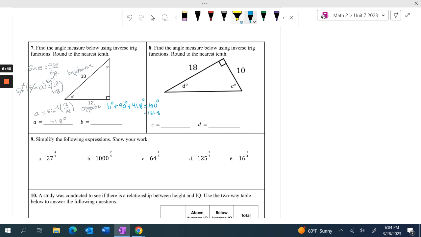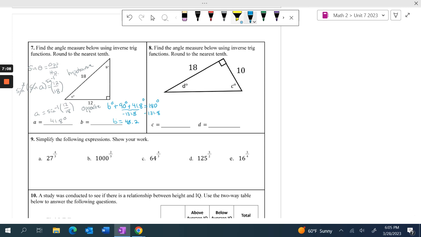So I would subtract 131.8 from each side of the equation. I combine the 90 and the 41.8 to make 131.8. And that would give me B is equal to 180 minus 131.8, which would be 48.2. So there's your answer for B. A is 41.8, B is 48.2.